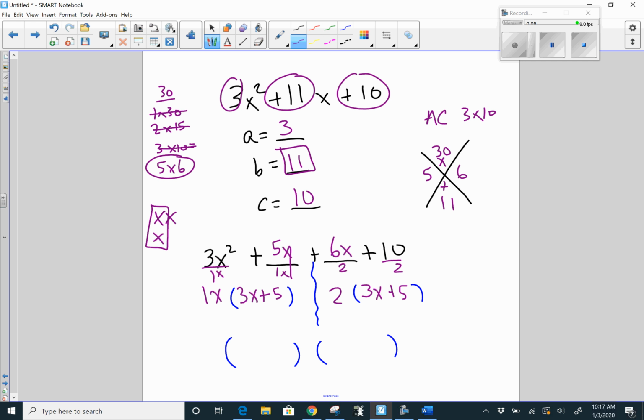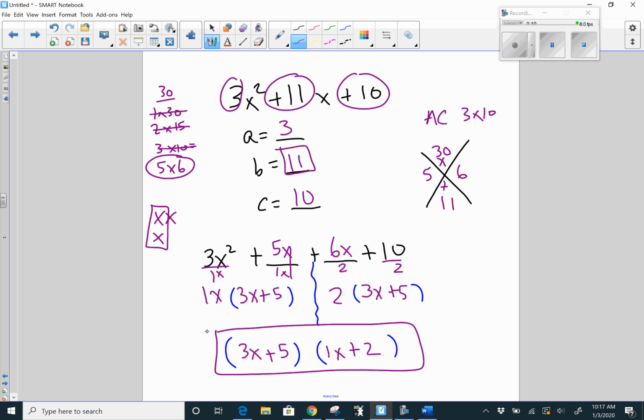Good job. So look, inside the bubbles, we have 3x plus 5. So we're going to write it once. 3x plus 5. If I take out the 3x plus 5, I'm left with 1x. So that goes here. If I take out the 3x plus 5, I'm left with a 2. That goes here. And we are done, guys.